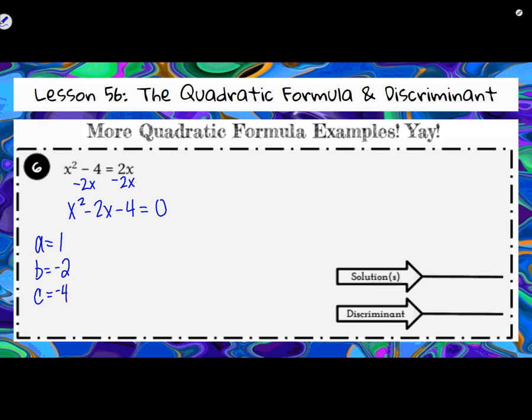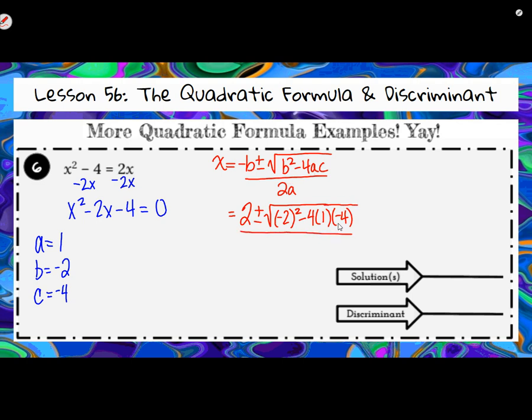So here's our quadratic formula. You ready? Got a song for you. X equals -b plus or minus the square root of b squared minus 4ac all over 2a. So let's get that in there. So -b, a -2 is a +2 plus or minus the square root of -2 squared minus 4 times 1 times -4, all over 2 times 1 is 2.